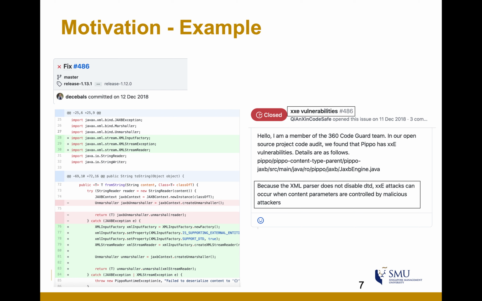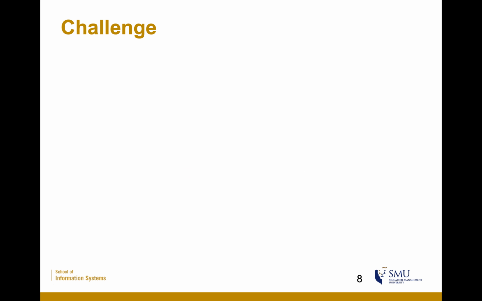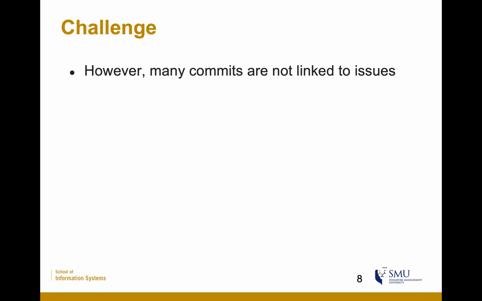Without obtaining the issue description based on the link from the commit message, a vulnerability fixing commit detector does not consider this rich and discriminative information.